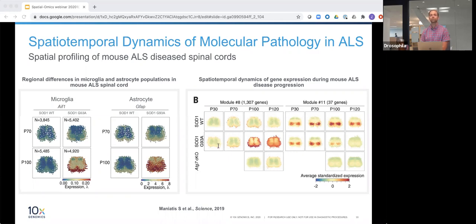But the genes in this module were significantly upregulated at the periphery of the spinal column at days 100 and 120 in the SOD1 mutant. And you see the opposite in the module 11 genes, where you see a downregulation of expression of those genes over the course of that 120 days. And again, that's very spatially defined.